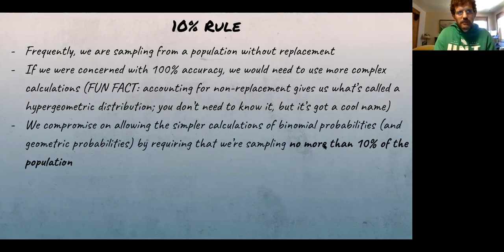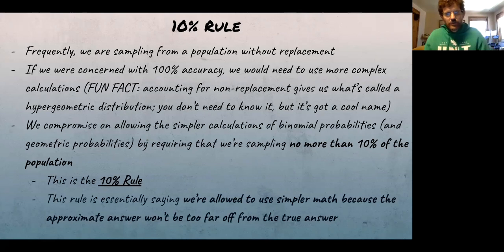Okay, we can compromise on this. We have a way of saying, all right, the math isn't perfect. These aren't truly independent. We are changing the probabilities when we select without replacement, but as long as we're not selecting more than 10% of the population, we're not too far off from the true measure. And that's the 10% rule.